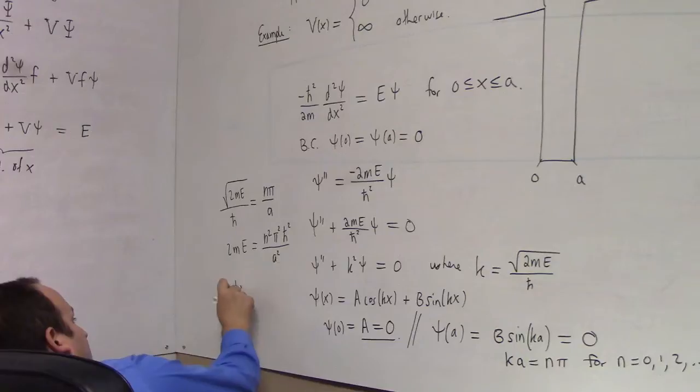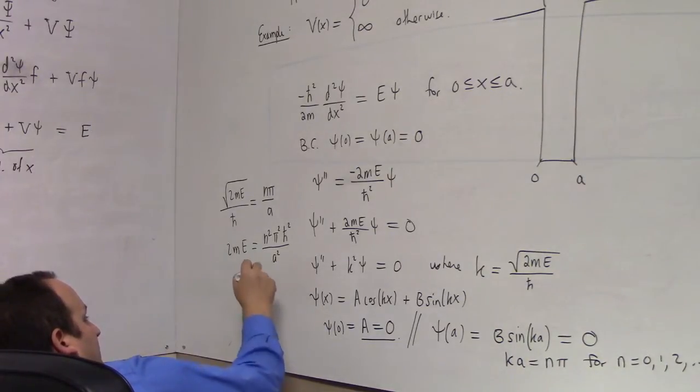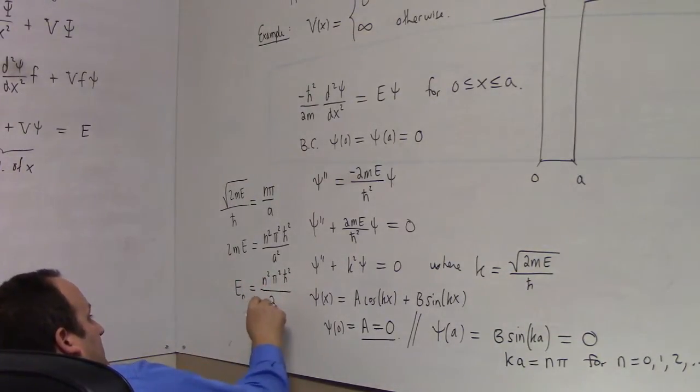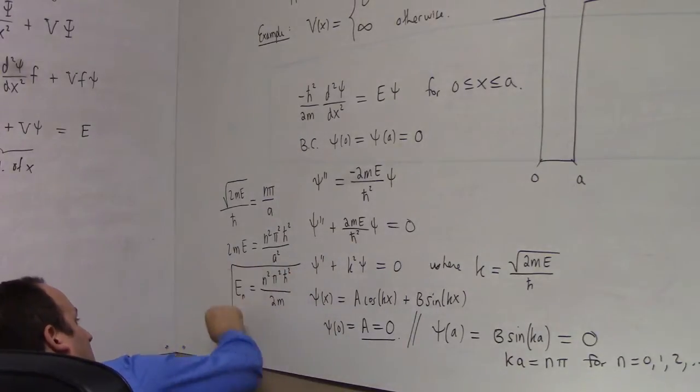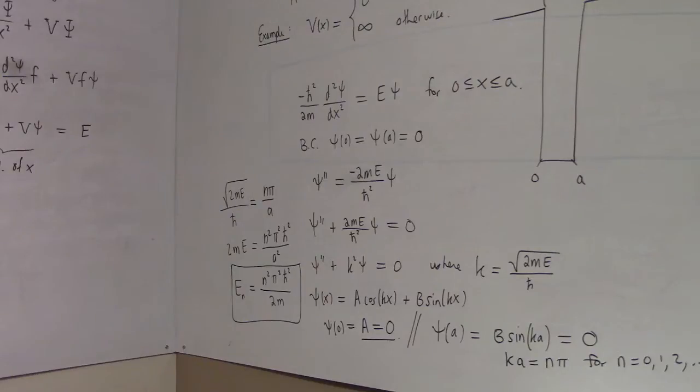And there you go. The energy of the nth wave function, stationary state to be more specific, is n squared pi squared h bar squared divided by 2 times m. So there you go. That's the energy of the nth stationary state. So the energy can't just be anything for the wave function. It's quantized. It goes in these discrete steps.